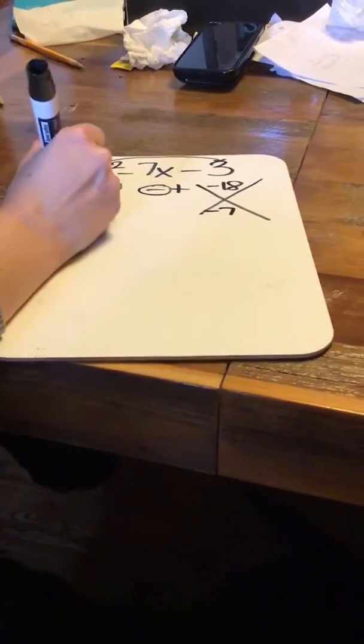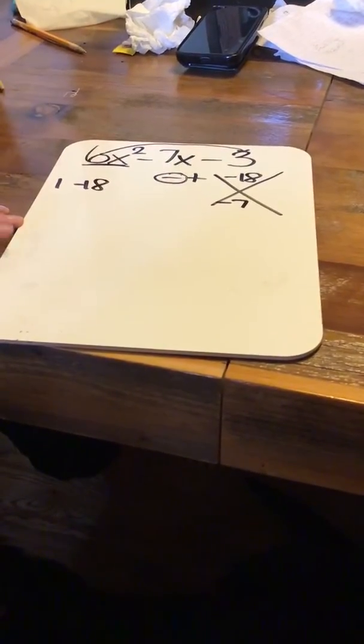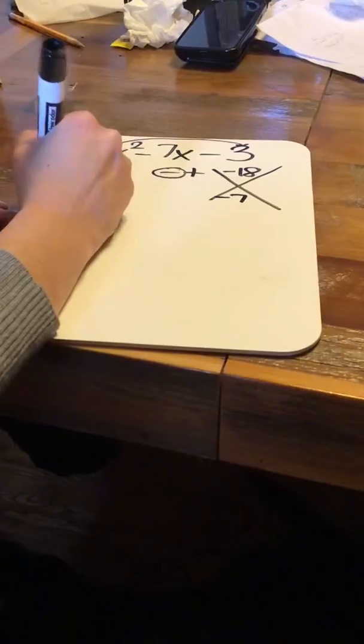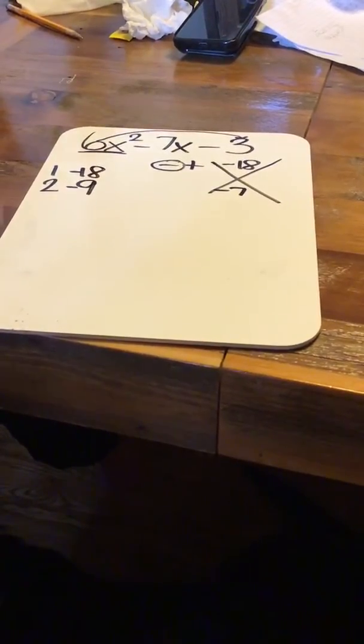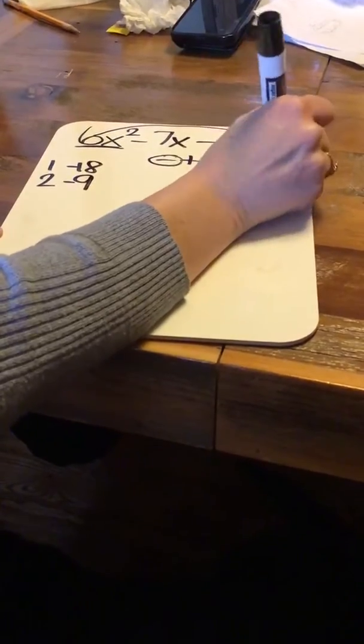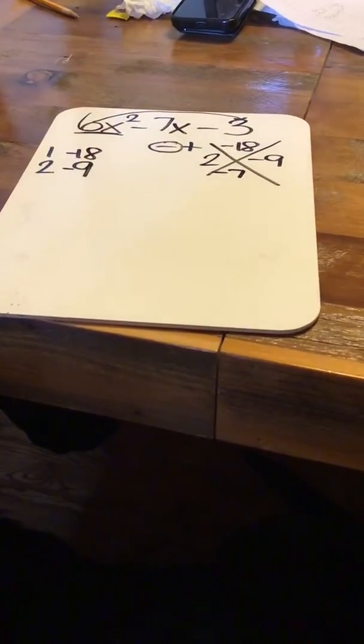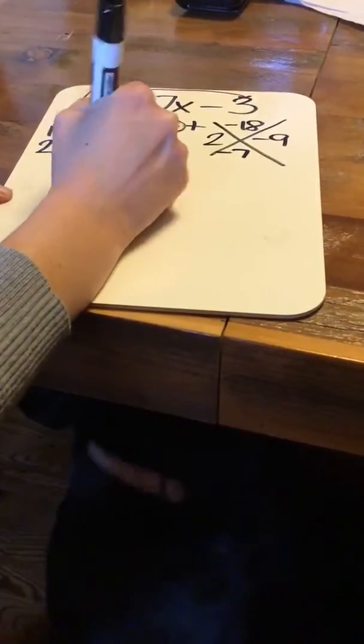So I'm going to go through my factors. 1 times 18, I need more negatives, so will that work? That does not make negative 7. 2 times 9, I need more negatives, so does that work? Yes, that does work.